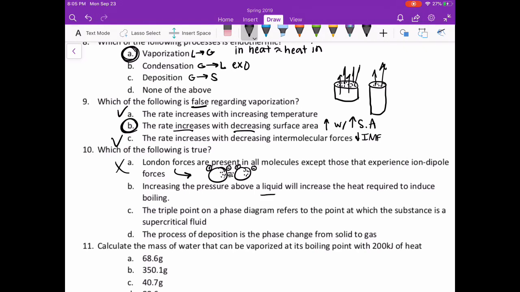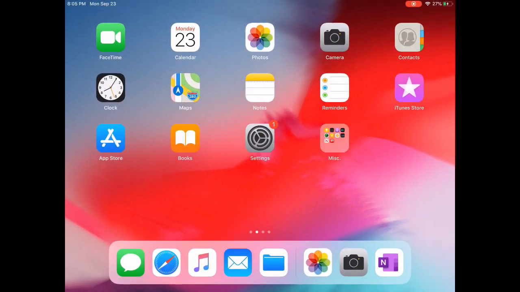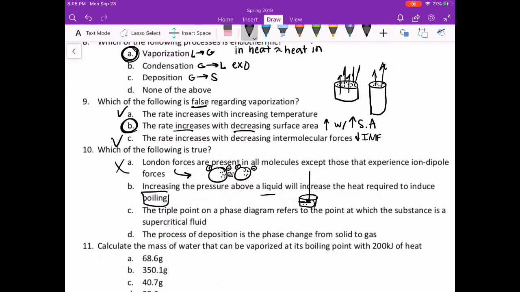Okay, so B, increasing the pressure above a liquid will increase the heat required to induce boiling. And I know this is going to be true because as I increase that pressure, I'm forcing those molecules closer together, and I'm requiring more particles to have to vaporize to equal that external pressure. So if I increase my external pressure to 2 atm, that means I'm going to have to get 2 atm worth of vapor pressure above the solution in order to cause boiling, right? So remember, boiling is just the temperature at which the vapor pressure equals the external pressure.